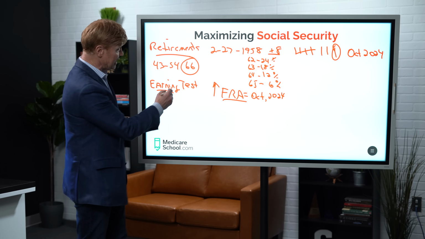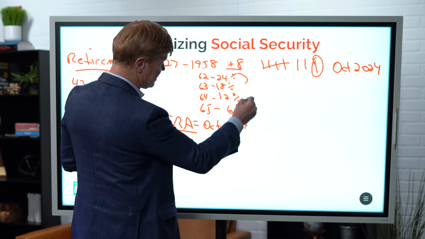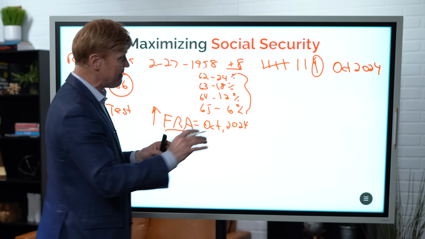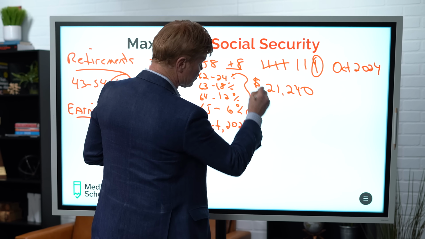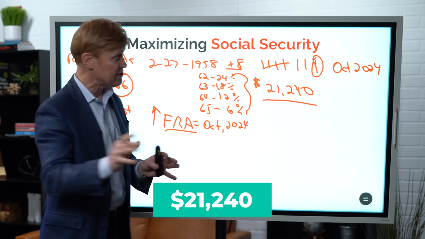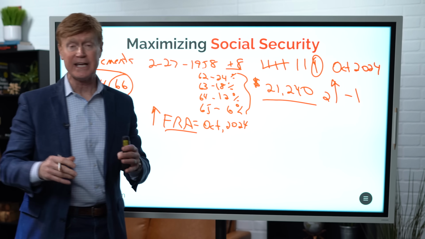The only thing that they're going to test. So we got this thing called the earnings test. Here's the way it works. Anytime between the ages of 62 and 65, if you're still working, the earnings test this year, 2023, is $21,240. For every $2 I make above that, they actually reduce my Social Security by $1.